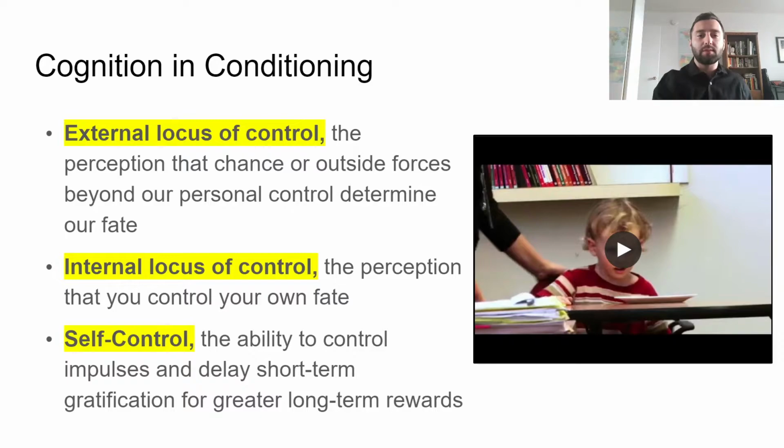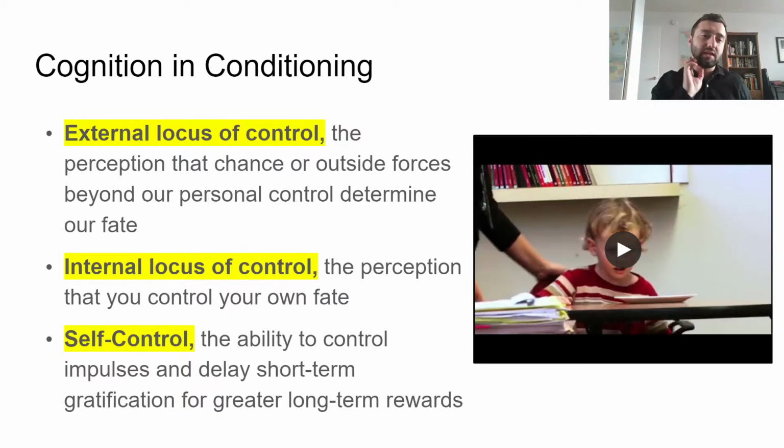Now, that is the opposite of what is called an internal locus of control. So an internal locus of control is the perception that you control your own fate. Okay, I'm going to give you an example in just a moment, but one of the really important things is basically these perceptions can change how we act and how we learn things. So whether or not I have this perception of being in control or not being in control determines a lot about how I act. It determines a lot about how I learn.